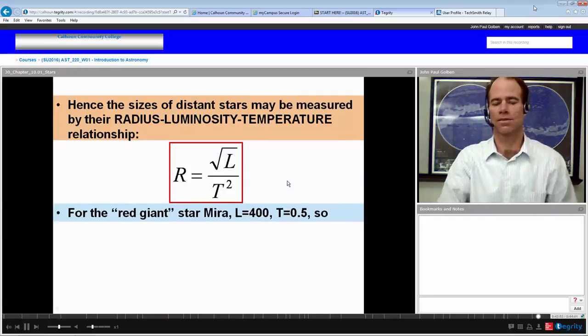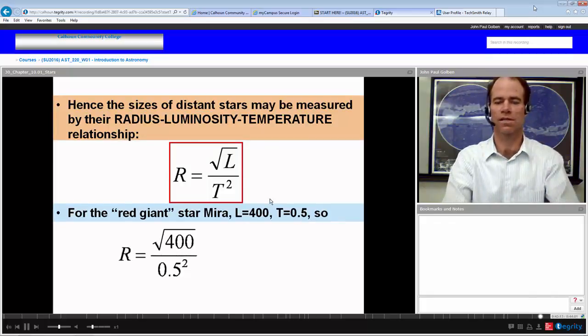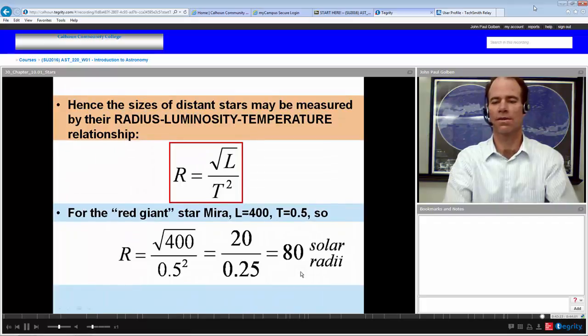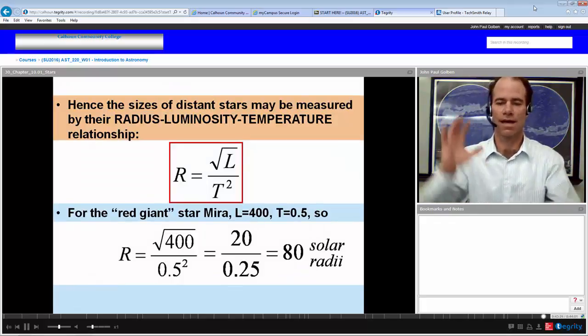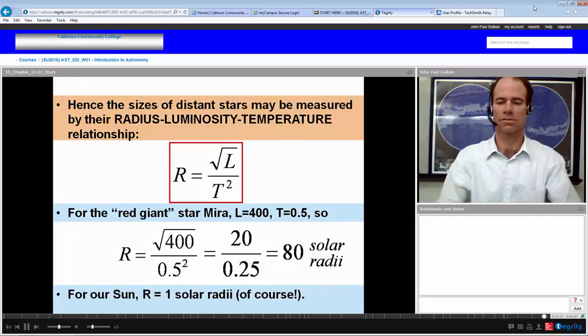For instance, the red giant star, Mira, has a luminosity of 400 solar units, a temperature of 0.5, in other words, it's half as cool as our sun. Putting this in, we have the square root of 400 over 0.5 squared, 20 over 0.25, or 80, which means that the radius of Mira is 80 times the radius of our sun. So it's 80 times the diameter of our sun as well.